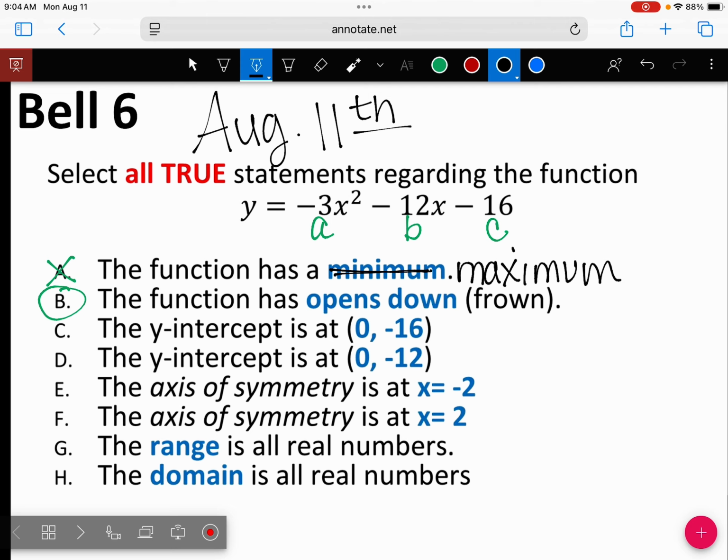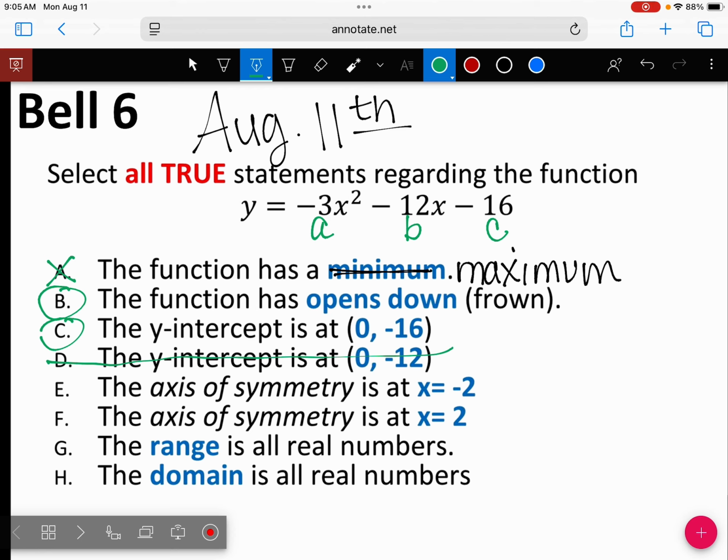All right, somebody besides Tristan, which one of these is my y-intercept, A, B, or C? C. Good job. So because it's C, which one would you pick? Letter C or letter D? C, right, because the y-intercept is going to be at negative 16, so this is true. Good job. Cross that out.